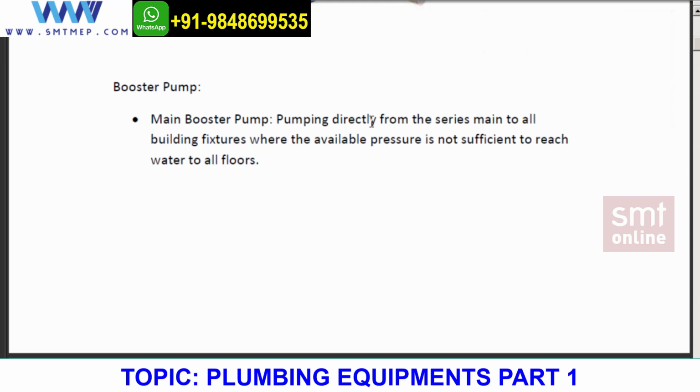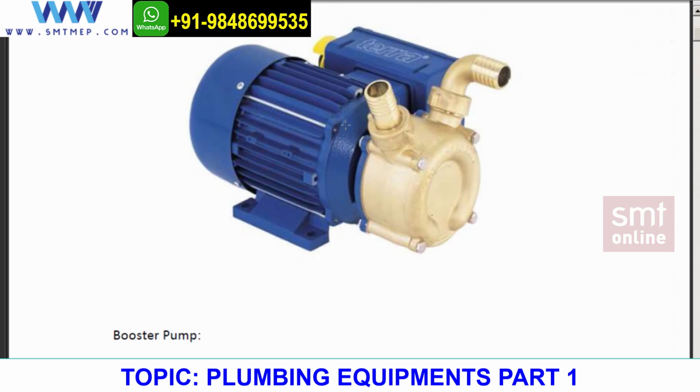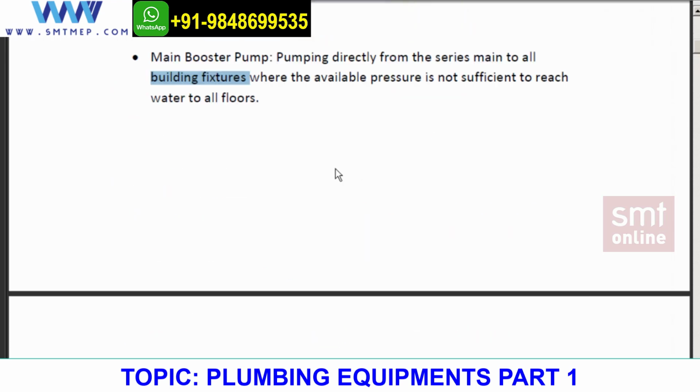Same thing. The main booster pump pumps directly from the series to all the building fixtures, as I said. But about what I was saying previously, what kind of system? I said a transfer pump deals only with moving water from this tank to that tank. It is nowhere connected to the fixtures. But here, it sucks the water and pumps it directly to the fixture, where the available pressure is not sufficient to reach the floor.